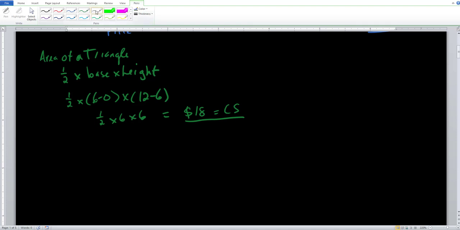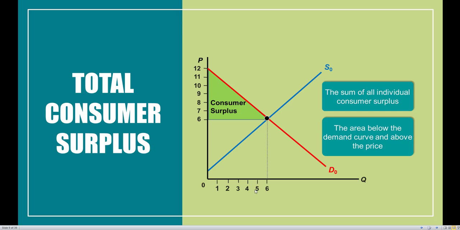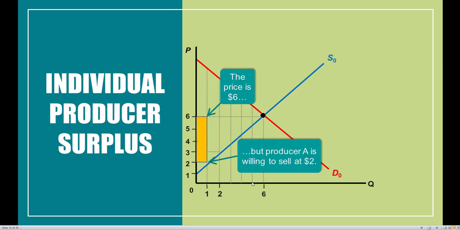So we go ahead, use the same methodology and steps in order to build up the producer side. So how do we get producer surplus? We follow a very similar pattern. For producer surplus, remember that on the producer side there is more than one producer, and each of them has their own willingness to sell, which can be seen on the supply curve.